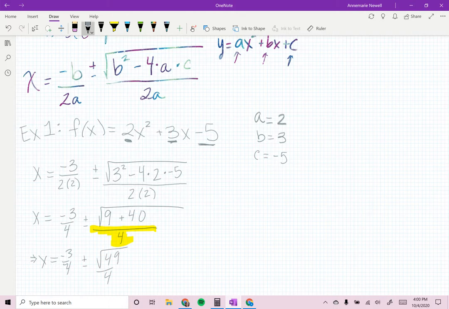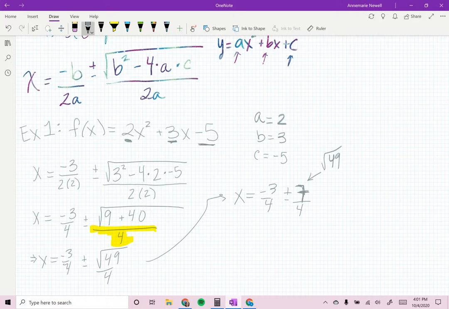Well, hey, what's the square root of 49? You should know that. That's a square number. Square root of 49 is 7. 7 over 4. Okay? Keep in mind that once you take the square root of 49, the square root symbol goes away and we're just left with 7.